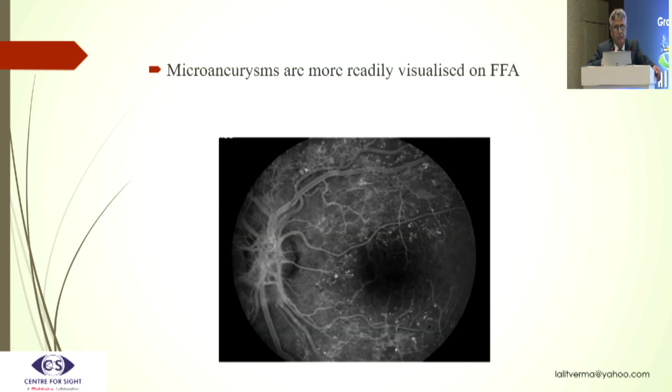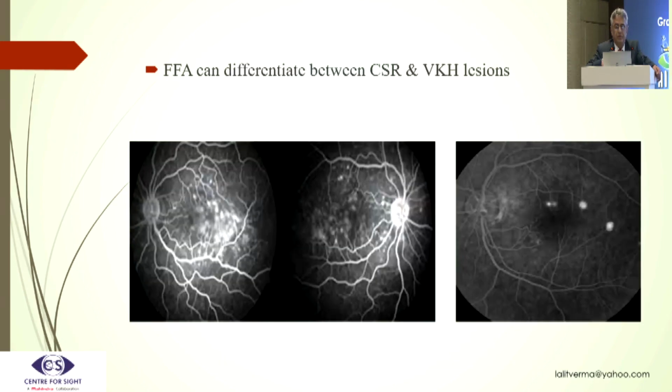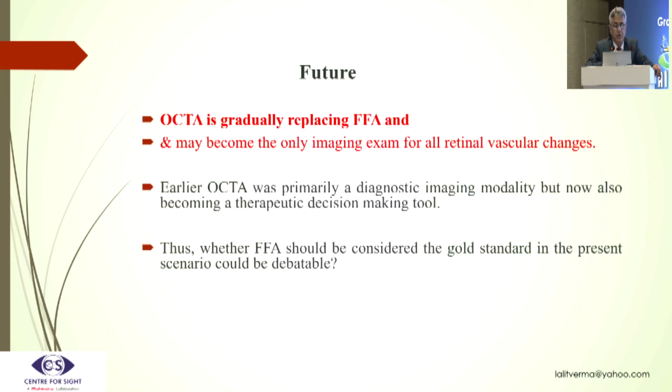Microaneurysms, people say you can still have an idea on OCTA, but visualization is very ready and easy on FA also. The same is true here. A lot of people confuse CSR and VKH lesions, and I'm very comfortable doing an angiography in these patients, and for documentation also. So what I have done is describe a couple of regions where I'm very comfortable with FA, although I am wary of the fact that OCTA is gradually replacing FFA and ultimately may occupy that position. But as of now, I think FA is still there and is not dead for a lot of these conditions.